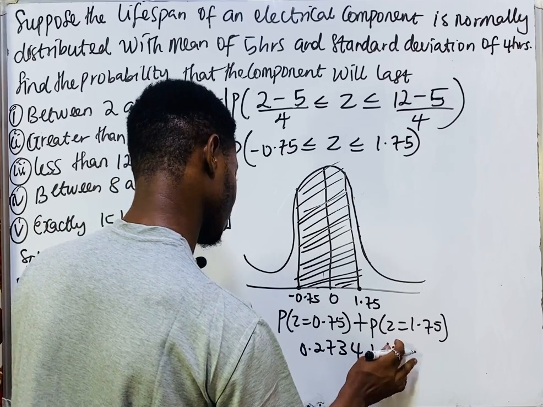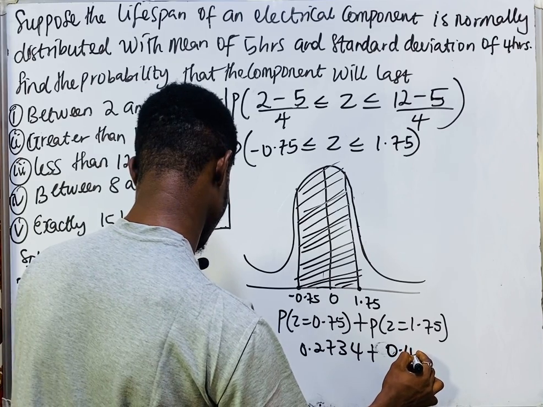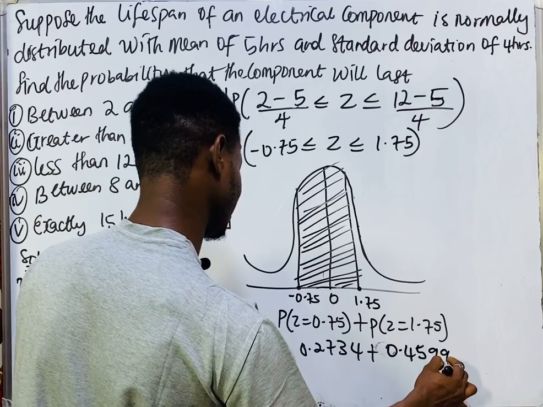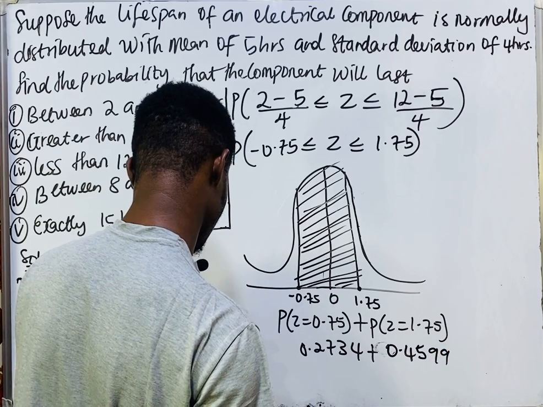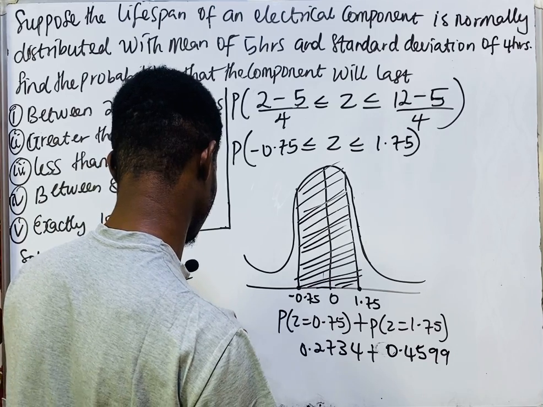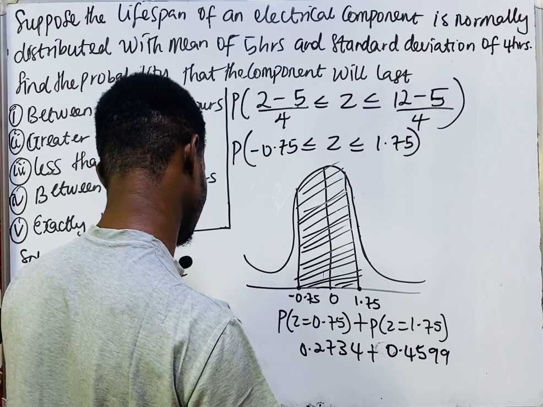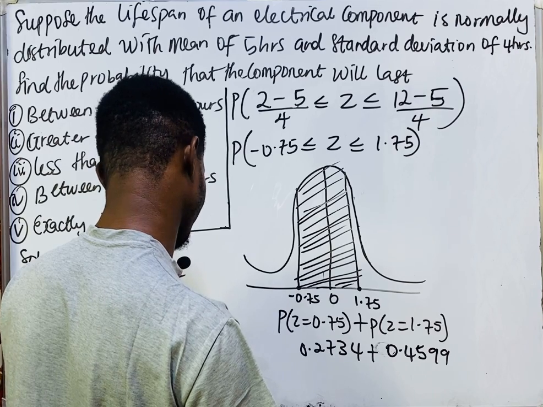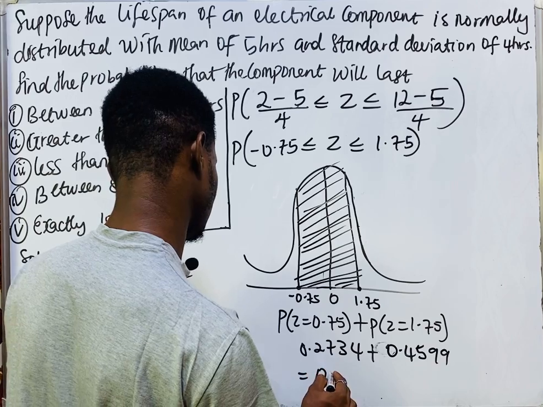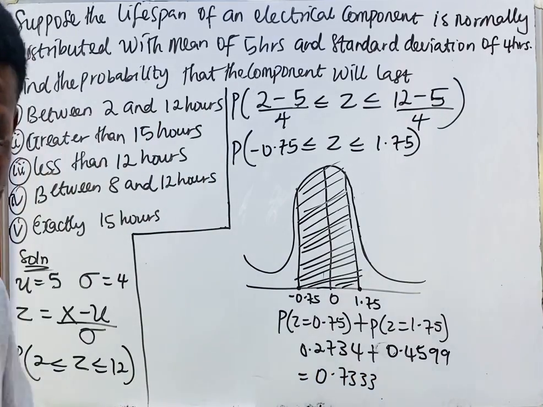1.75 is 0.4599. So when we add the two, 0.2734 and 0.4599, we are having 0.7333. I hope you can see it well.